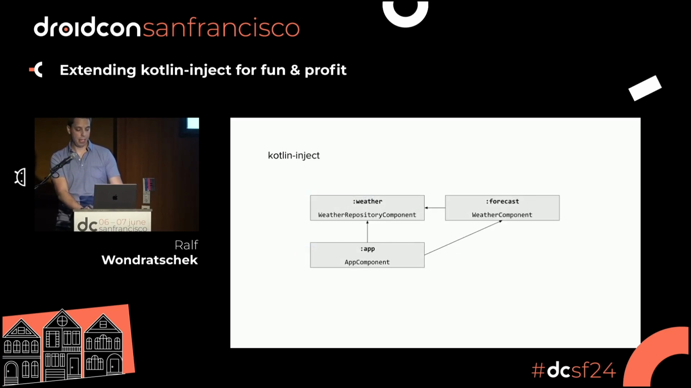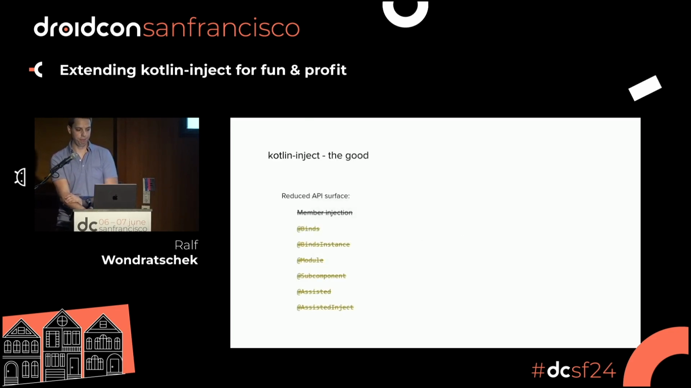And our diagram from earlier for our module structure stays the same. We still have the weather component, the weather repository component can stay in the weather module, and we have our app component.